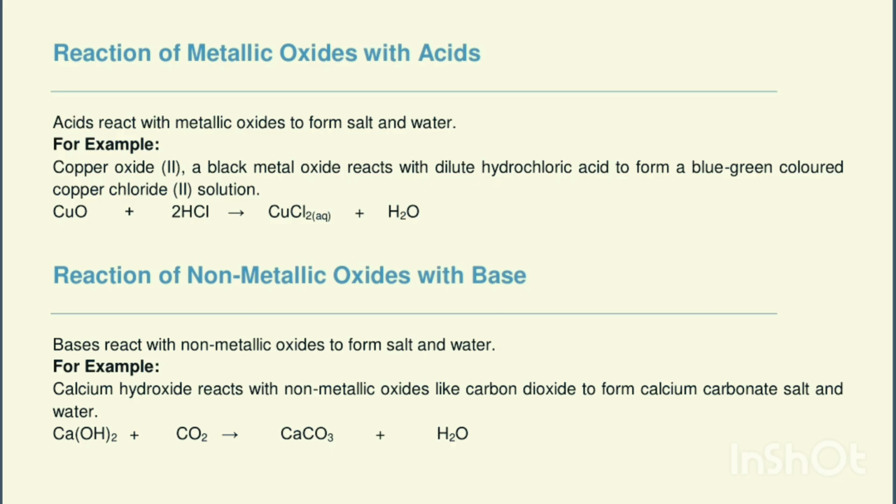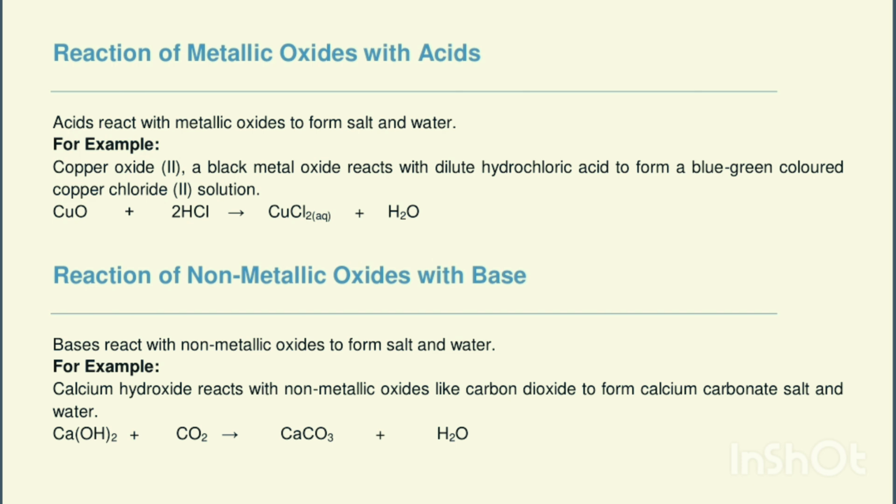Next, we have the reaction of metallic oxides with acids. Acids react with metallic oxides to form salt and water. The example here is copper oxide, a black metal oxide, which reacts with dilute hydrochloric acid to form blue-green colored copper chloride solution. CuO is copper oxide, mixing with HCl, hydrochloric acid, to form copper chloride, CuCl2, with the liberation of water.